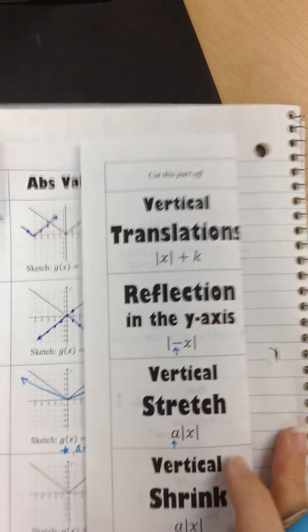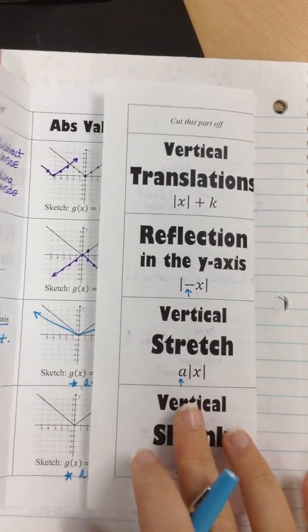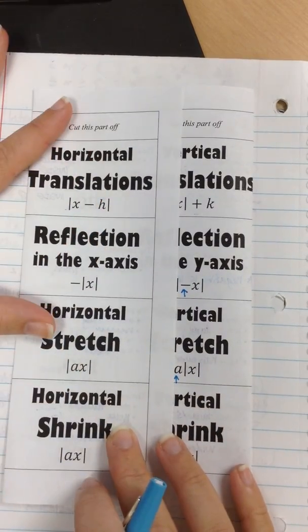Lesson 1.3, this is transformations. We're going to start by finishing off your foldable. So if you will go back to your foldable from last class period, we're going to finish in the ones we didn't get to last class.